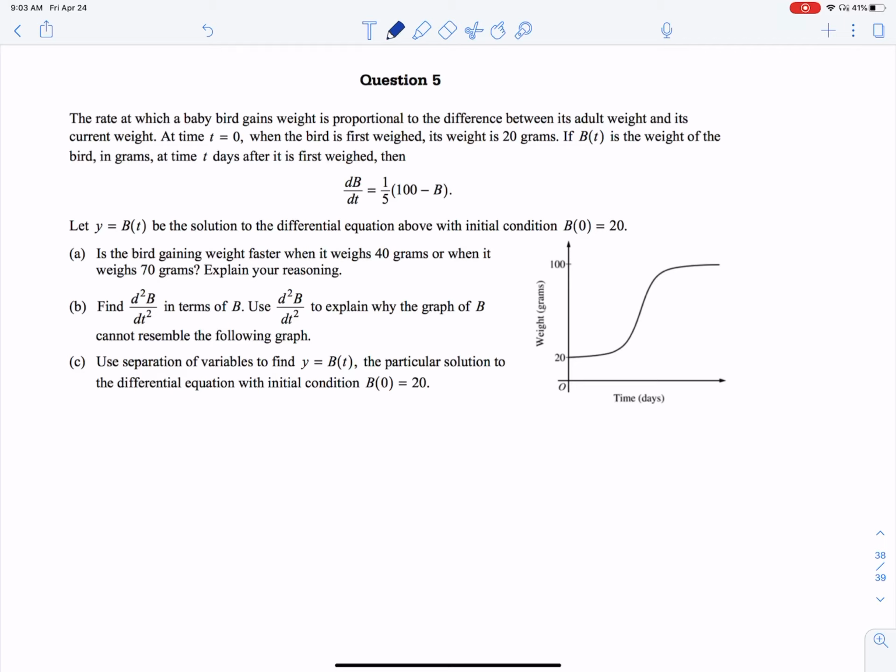Okay, so the rate at which a baby bird gains weight is proportional to the difference between its adult weight and its current weight. At time t equals 0, when the bird is first weighed, its weight is 20 grams. If b of t is the weight of the bird in grams at t days after it's first weighed, then we have this function that represents the rate of change of the weight of the bird. Let y equal b of t be the solution to the differential equation with the initial condition that at time 0 the bird's weight is 20 grams.